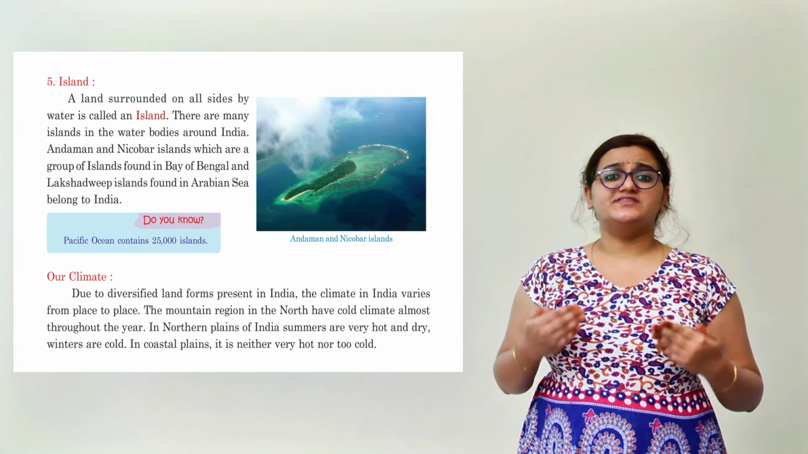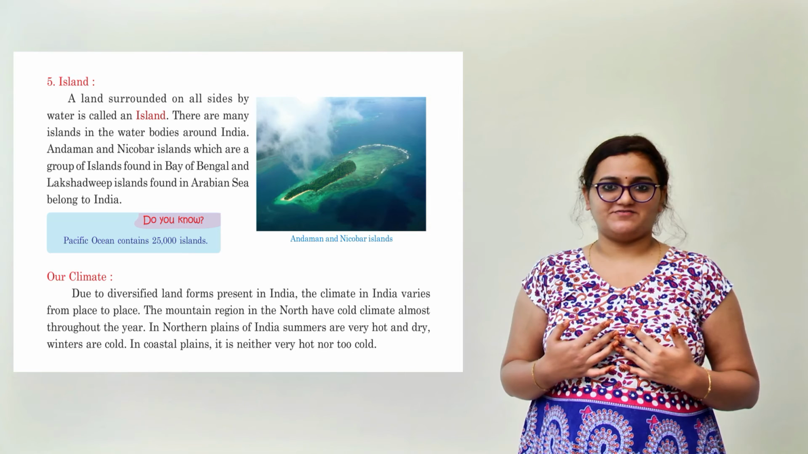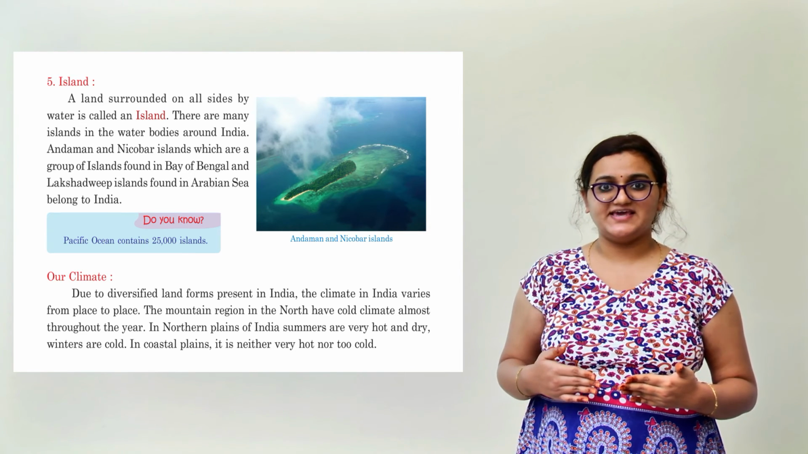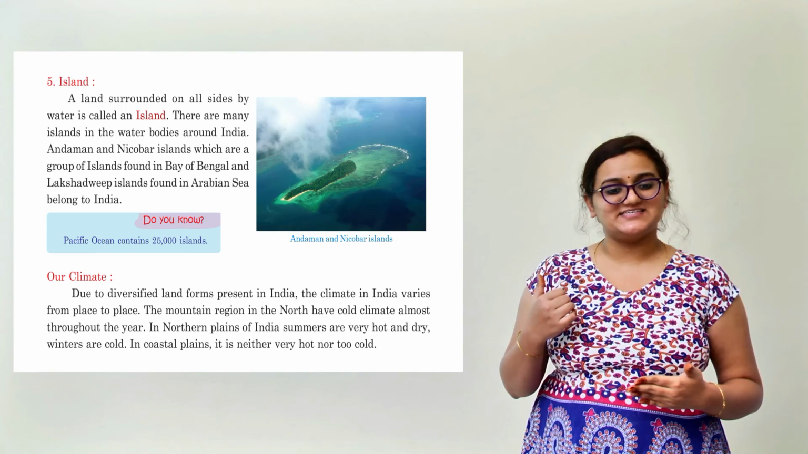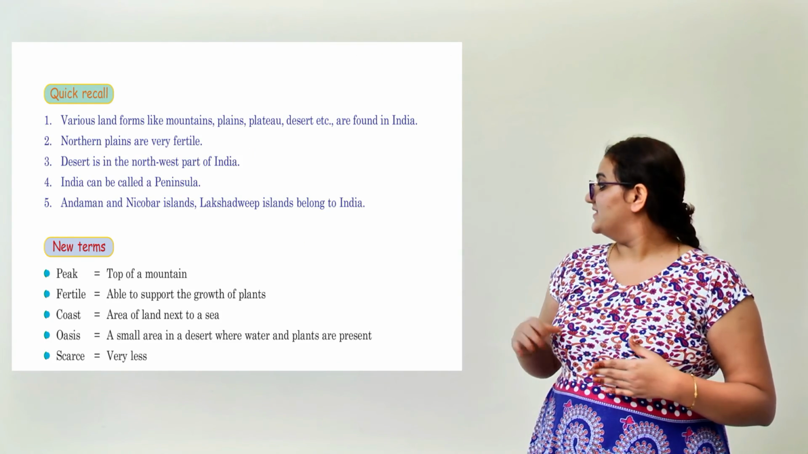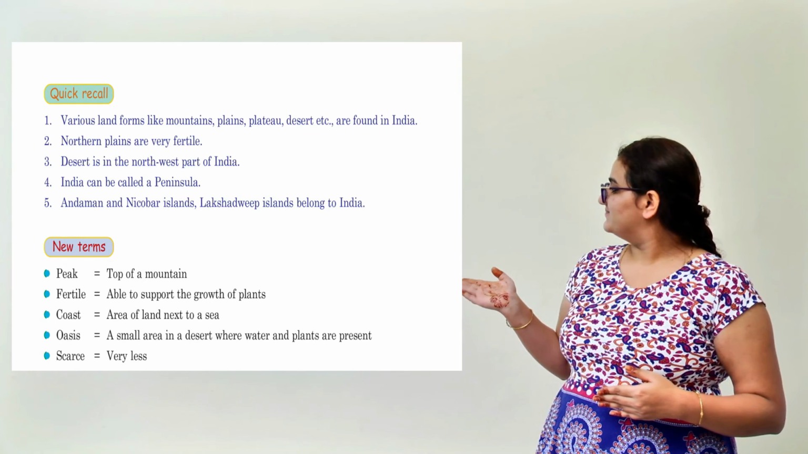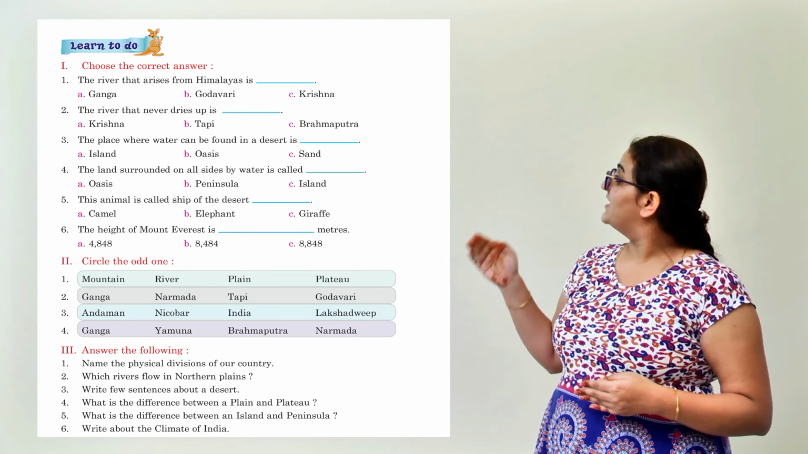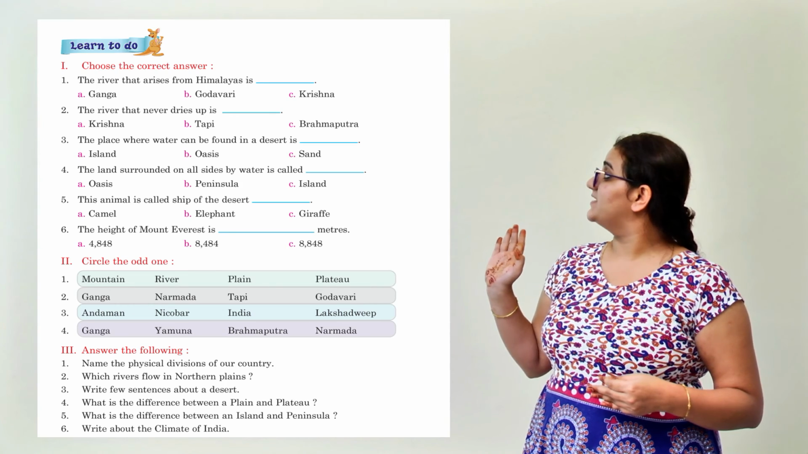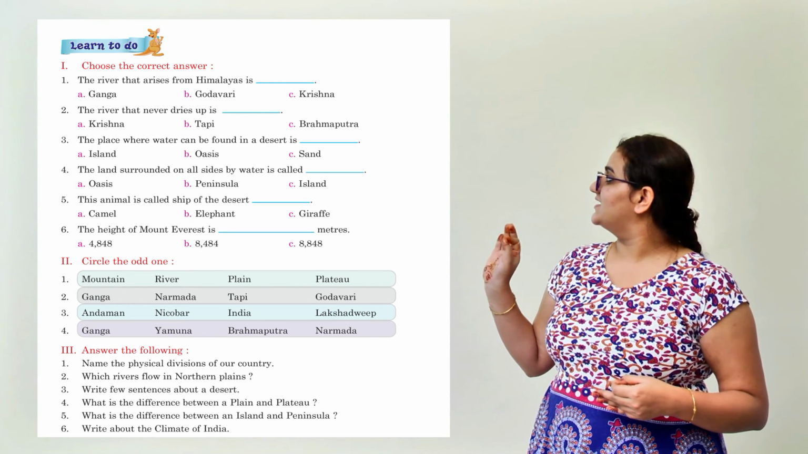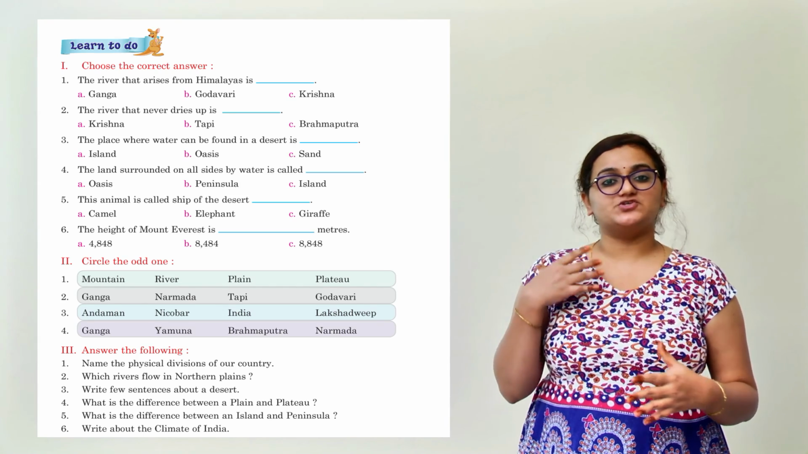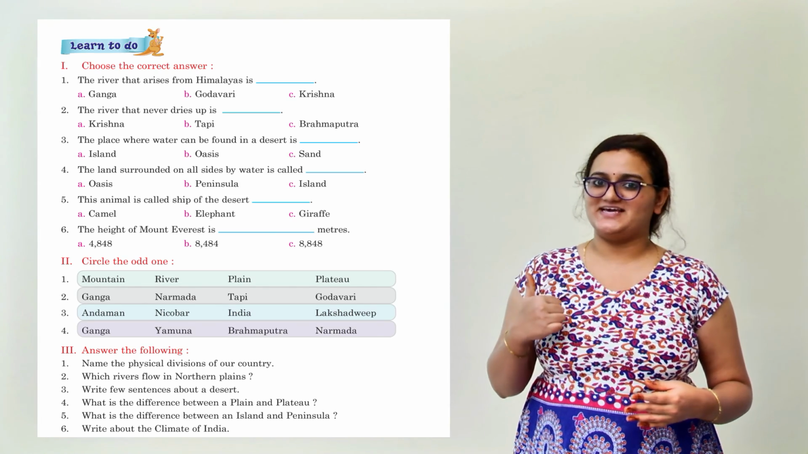Okay children, so this was all about the landforms of our country. I want you to thoroughly go through this chapter once again and practice the exercises which are given. Let us see, there are new terms and then there are different questions. The fill in the blanks, choose the correct answer. The river that rises from Himalayas is dash. Ganga, Godavari, Krishna. Which one is the right answer? So I want you to go through the lesson properly once and complete the exercises.